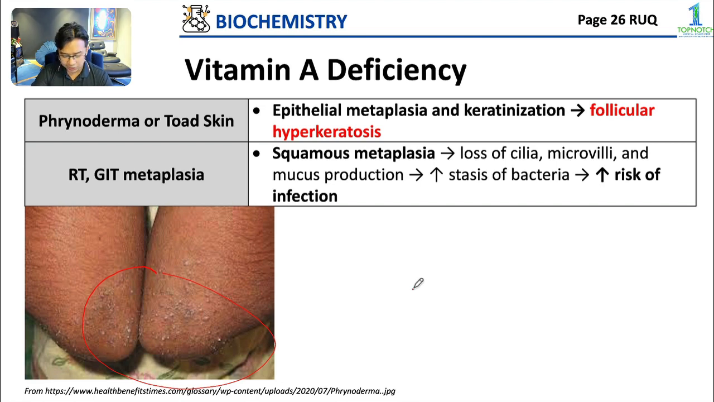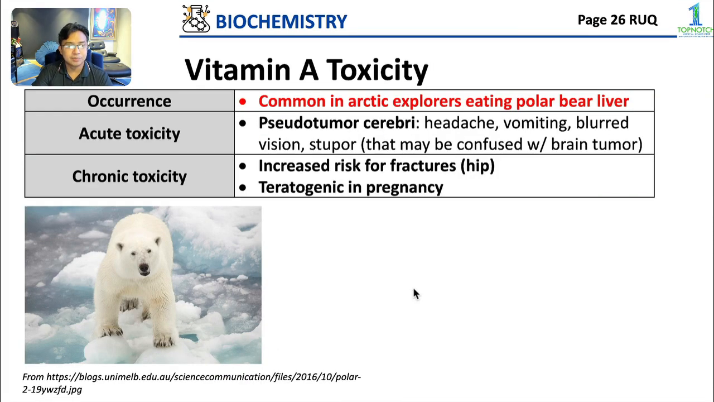Now, vitamin A toxicity can also occur, usually among Arctic explorers eating polar bear liver. Now, if acute ang kanyang form ng kanyang toxicity, they can present as pseudotumor cerebri, having headache, vomiting, stupor. While in chronic problems of vitamin A toxicity, you can have hip fractures, and for pregnant patients, they can have teratogenicity.